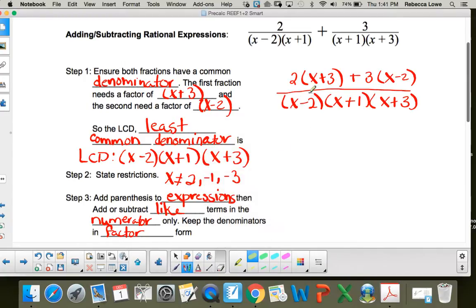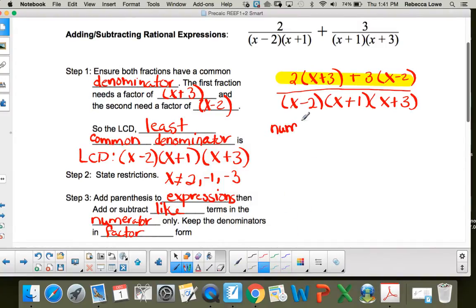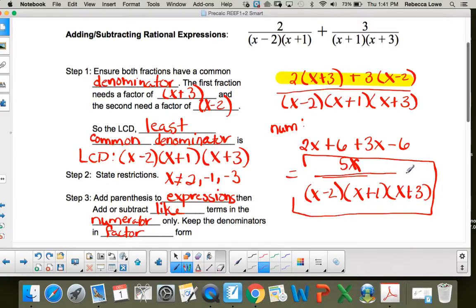Now I'm going to simplify the numerator only and just work down on that. So I'm going to distribute. I get 2x plus 6 plus 3x minus 6. These 6's will cancel out, so you're just left with 5x in the numerator. And then you bring the denominator back in. You'll get the hang of it, just keep practicing. So there is your final sum, 5x over this entire denominator.